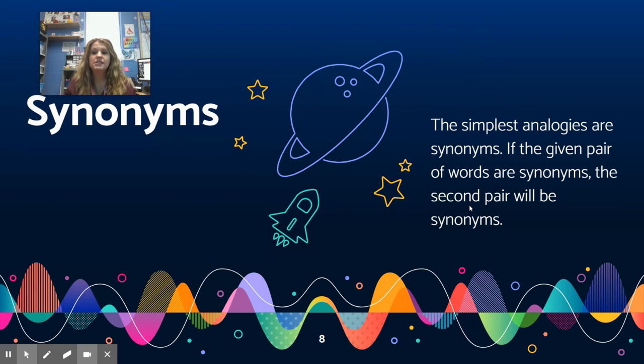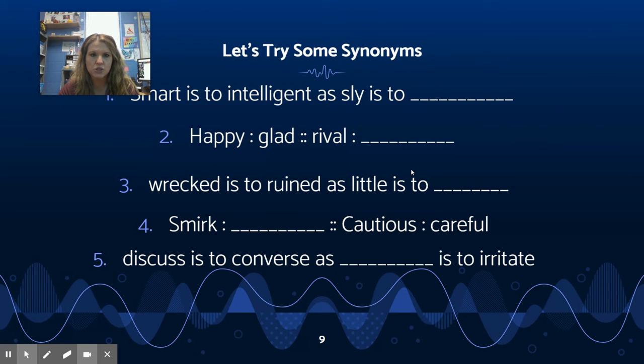So the simplest analogies are synonyms, not cinnamon, but synonyms. Remember that synonyms are 2 words that have basically the same meaning. So if your given pair of words are synonyms, the second pair is going to be synonyms as well. So let's try some synonym analogies.